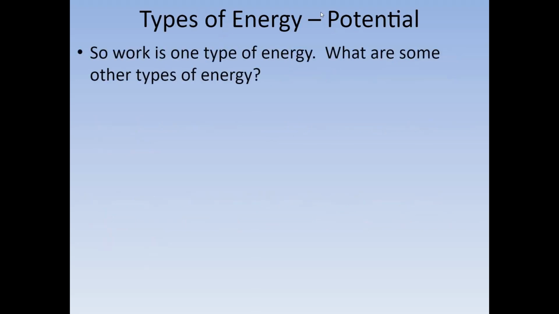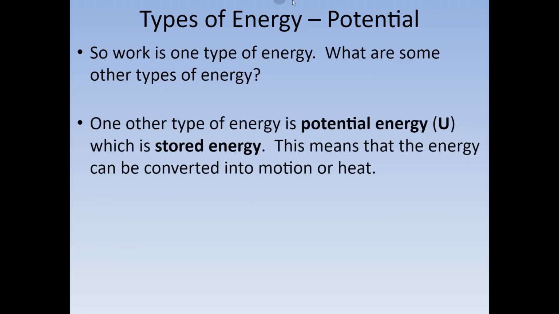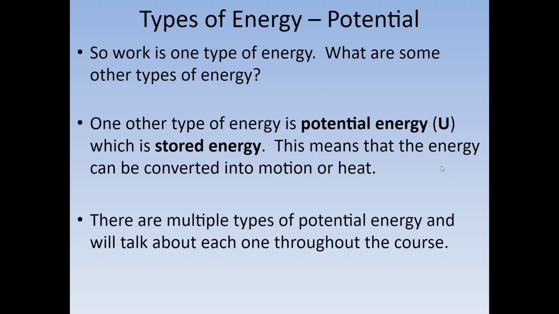So, some of the other types of energy you might have heard of: potential energy. Potential energy in this class is represented by the symbol U. Why? I don't know. So, U represents potential energy and is usually defined as stored energy. This means that the energy can be stored and used later to be converted into energy of motion or heat. One thing to point out, there's multiple types of potential energies. We're only going to focus on about two of them. We're going to talk about gravitational potential and spring potential energy. But there are other types.